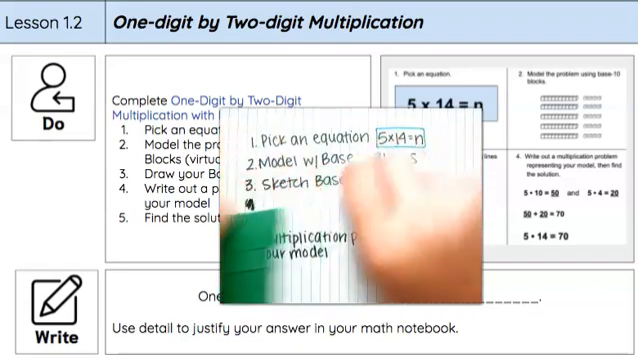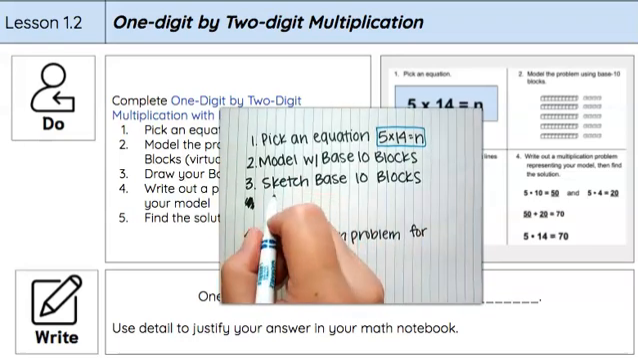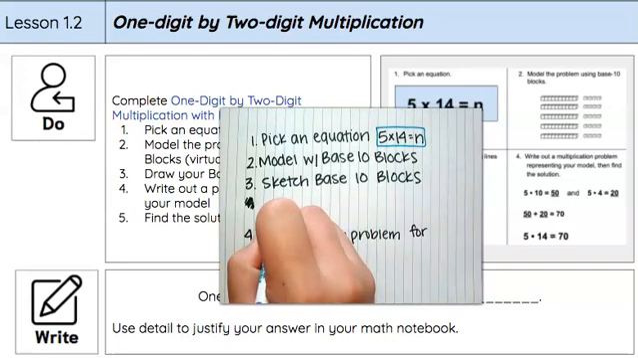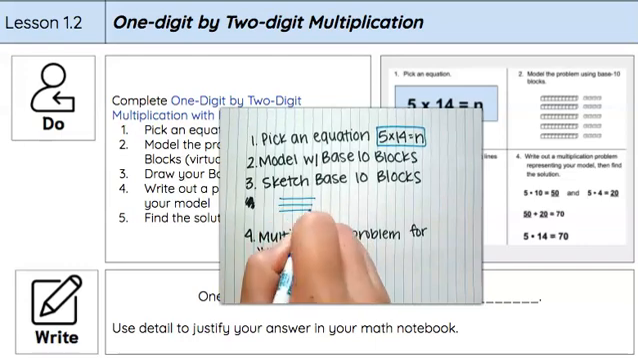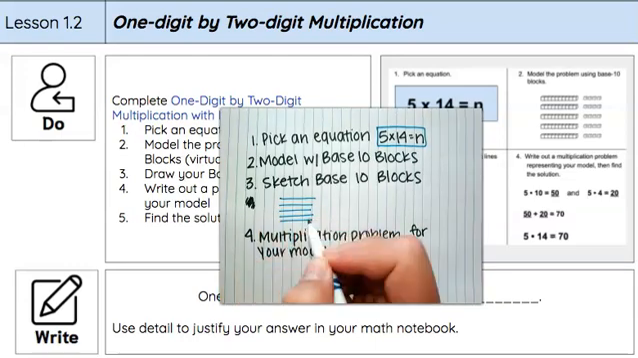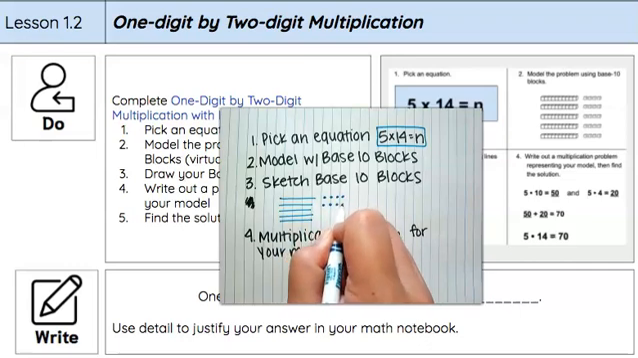After I model with my base 10 blocks, then I'm going to sketch my base 10 blocks. So here, I need to go 5 down, and I'm going to first start with my 10. So 1, 2, 3, 4, 5. So this is 5 times 10, and now I need to get my 4. 1, 2, 3, 4, 2, 3, 4.